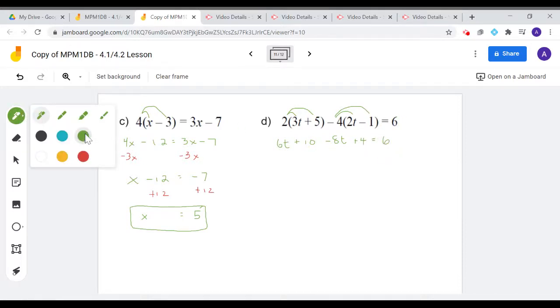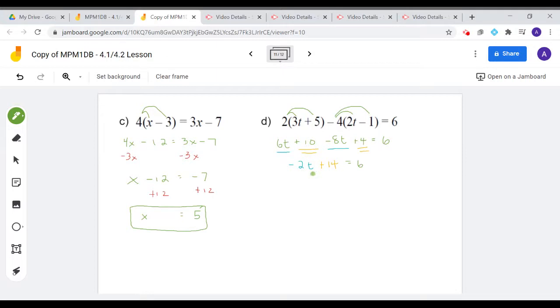The next thing I'm going to do is collect my like terms. I see I have a 6t and a -8t. That's going to give me -2t. And I have a +10 and a +4. That's going to give me +14. So now I've collected my like terms.